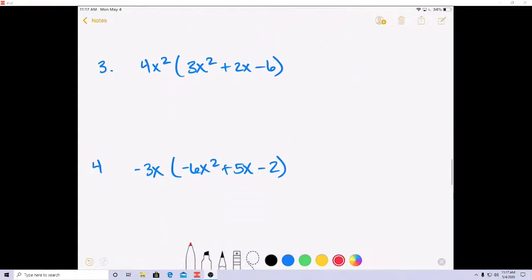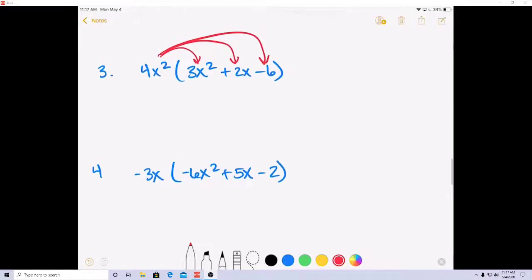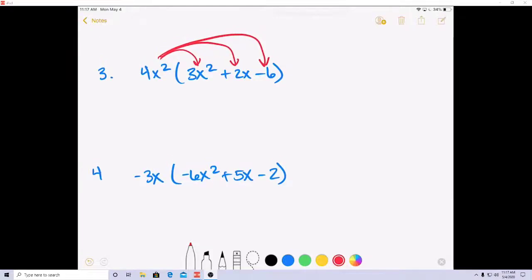So two more of the distributive property. This time I'm distributing 4x squared. So 4x squared times 3x squared. Well, 4 times 3 is 12. X squared times x squared. I'm multiplying this guy and this guy together. That means I need to add their powers. 2 plus 2 is 4, so this becomes an x to the 4th.